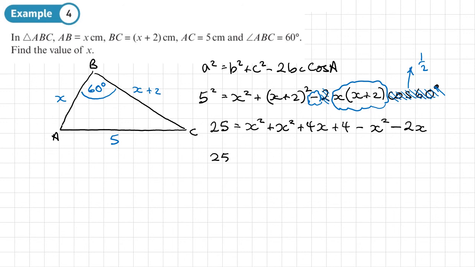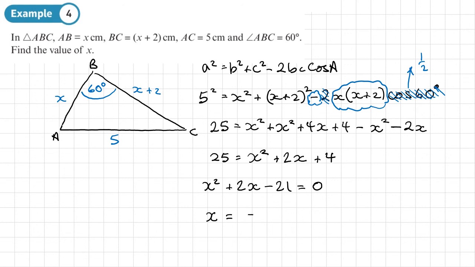Right, let's see what this simplifies to. So we've still got the 25. Then we've got x squared plus x squared, that's 2x squared, minus x squared, so that's just x squared. Then we've got 4x minus 2x, so that's just 2x. And then we've just got the plus 4 there. So it looks like if I take away 25 from both sides, I've got a quadratic, x squared plus 2x, and then take away 25 from both sides, I'll get negative 21 equals 0. Now at this stage we can use our calculator to work this out.